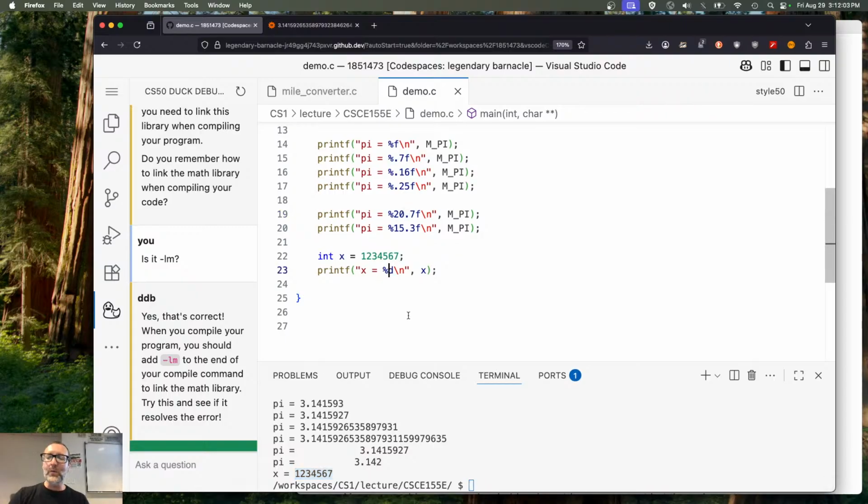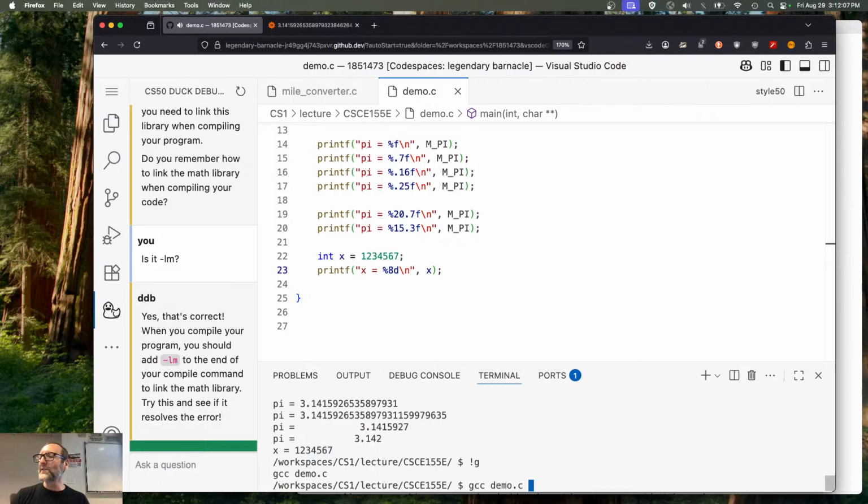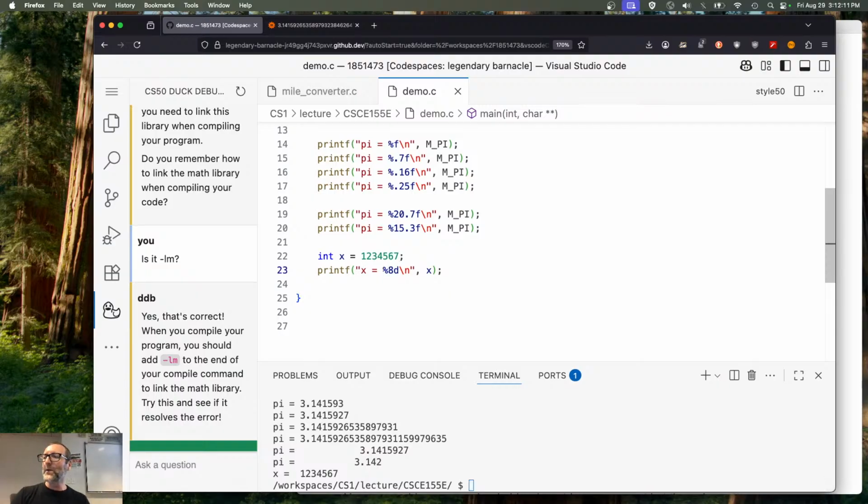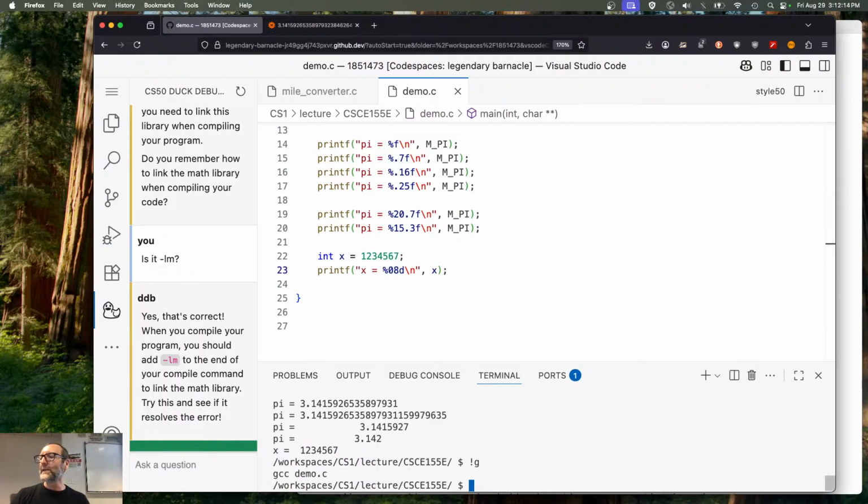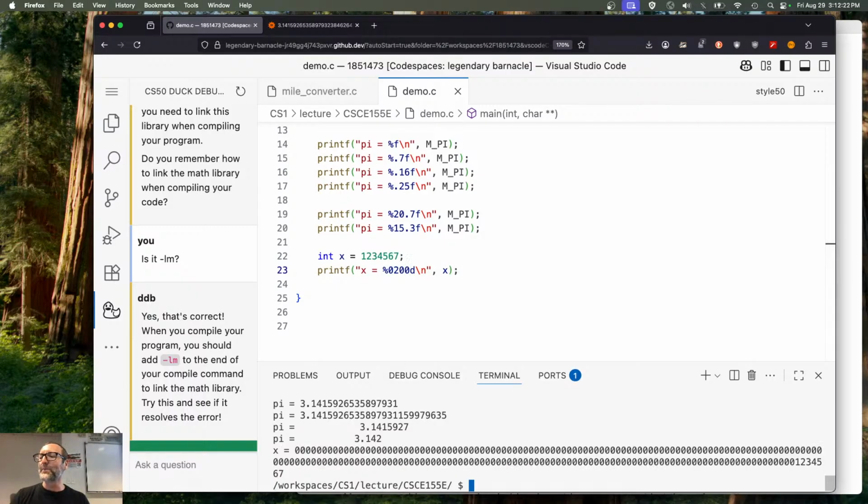So what I can say is I want at least 8 columns of data here. Well, that's fine, but it only gives me a space. I actually want a 0 instead. GCC this, run it, and there, now you're getting your leading 0. If you wanted 200 leading zeros, you could do something like that, but that's a bad idea. Let's go back to 8.